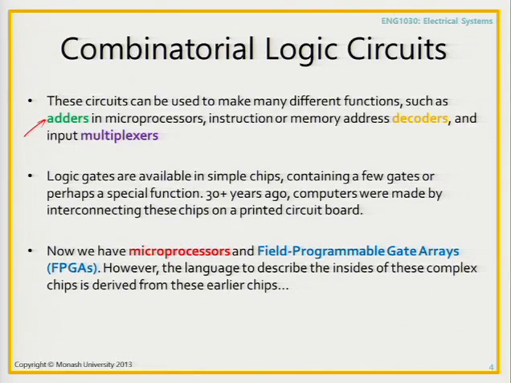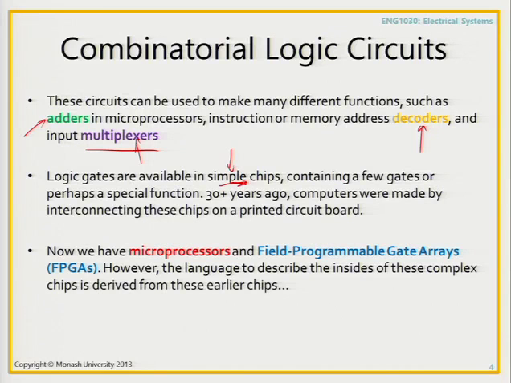Adders, unsurprisingly, add binary digits together. You can make memory decoders and multiplexers. A decoder gives you a specific output depending on the combination of inputs you give it for any arbitrary function, and multiplexers help you to select different inputs depending on another input. Logic gates, as you may or may not know, are available in simple chips. You've got a bunch of NAND gates on one of the chips, and you can make logic functions by connecting the inputs and outputs of those.